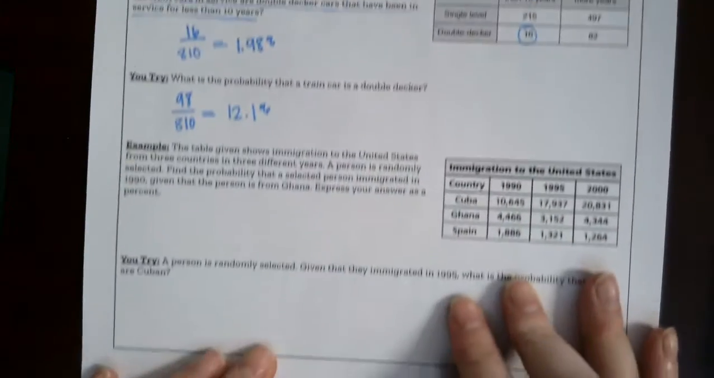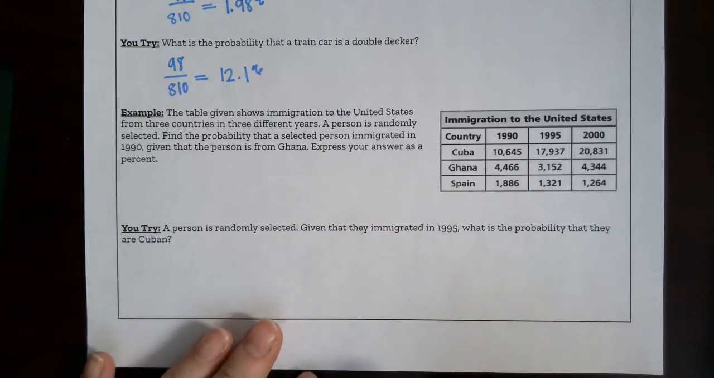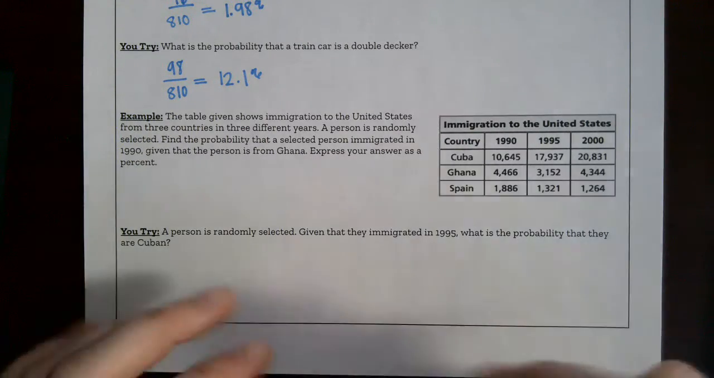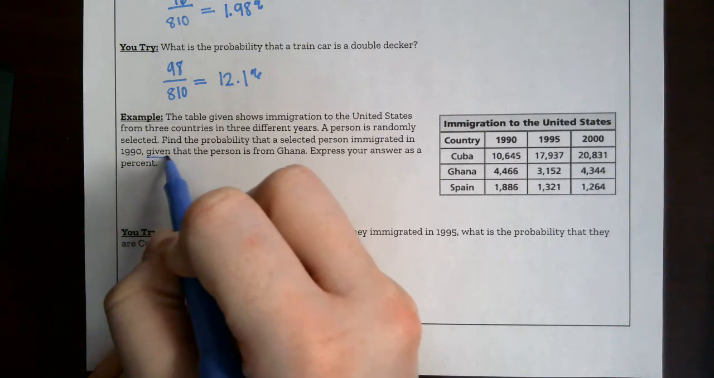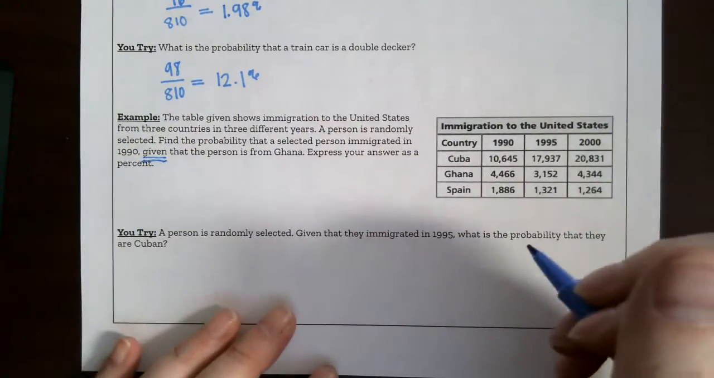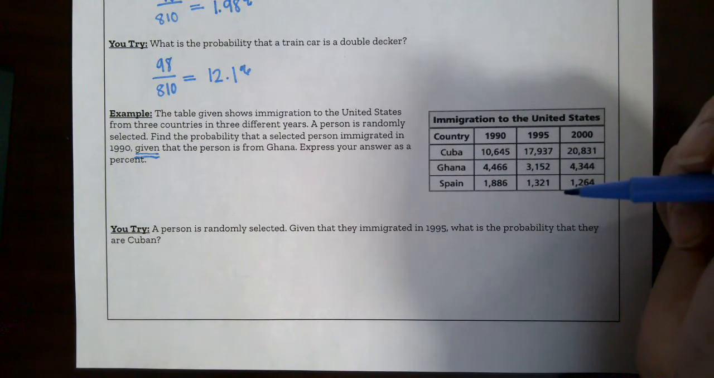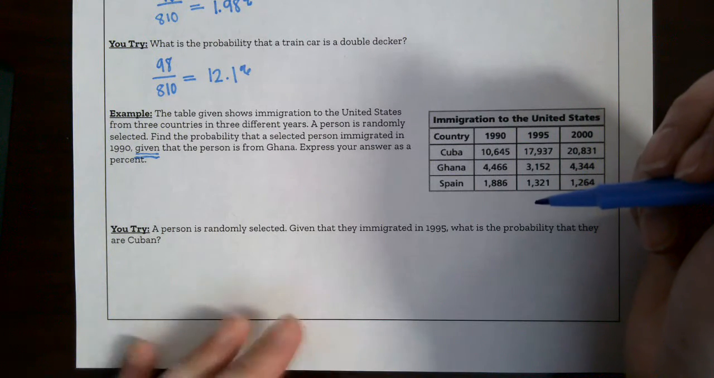Now let's look at given probability or conditional. This example says the table given shows immigration to the United States from 3 countries in 3 different years. A person is randomly selected. Find the probability that a selected person immigrated in 1990, given that the person is from Ghana. Express your answer as a percent. So this has that keyword, given that the person is from Ghana. Like that is what you should be looking for to see if it's a conditional probability. And so in that case, you're going to have a different total than you would otherwise.